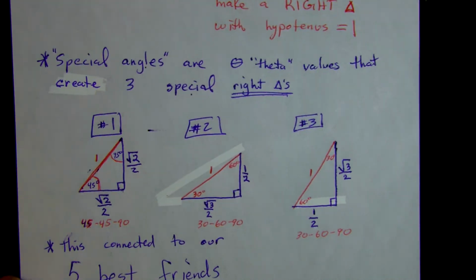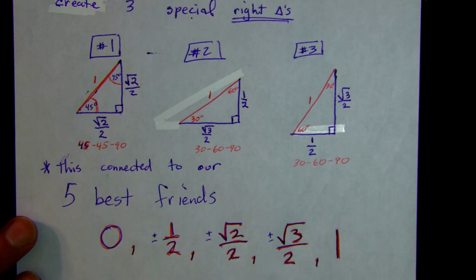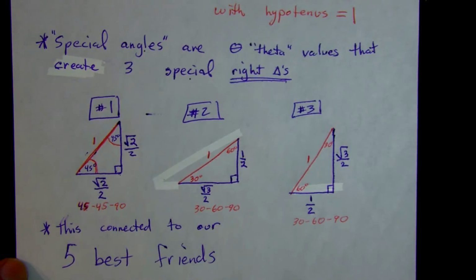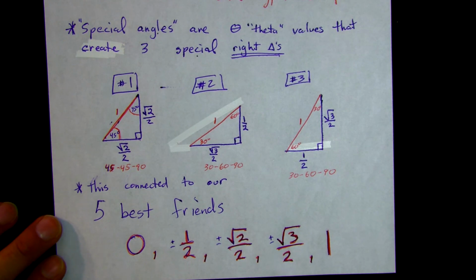All right. So the main thing here is this is connected to our 5 best friends. Because every single coordinate with these special angles, the special angles where we can fit these 3 triangles into our unit circle, the coordinates are always going to end up being 0, 1/2, root 2 over 2, root 3 over 2, and 1. These 3 in the middle, it's going to be either plus or minus. But the main thing here is to keep in mind that the special angles are created with these 3 special right triangles.